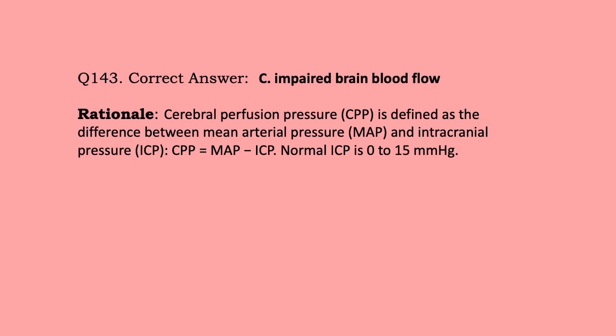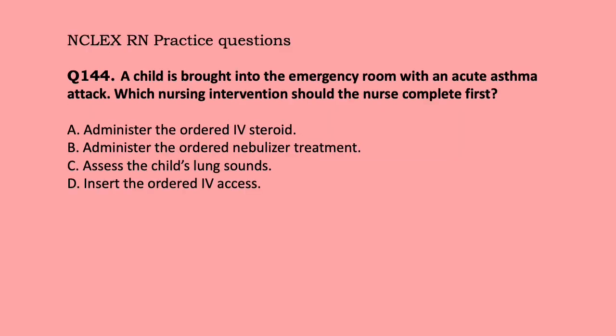Impaired brain blood flow. Rationale: cerebral perfusion pressure, CPP, is defined as the difference between mean arterial pressure, MAP, and intracranial pressure, ICP. CPP equals MAP minus ICP. Normal ICP is 0 to 15 millimeters of mercury. NCLEX RN Practice Questions. Question 144.